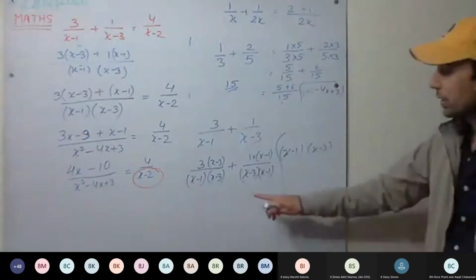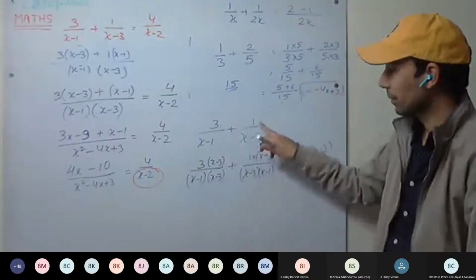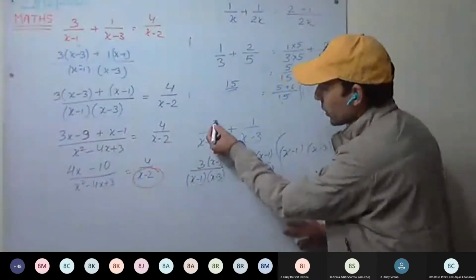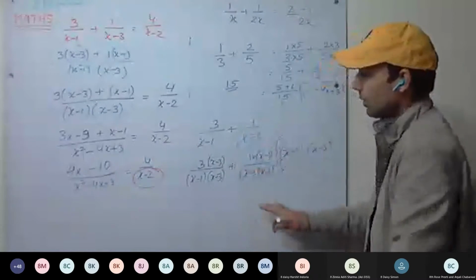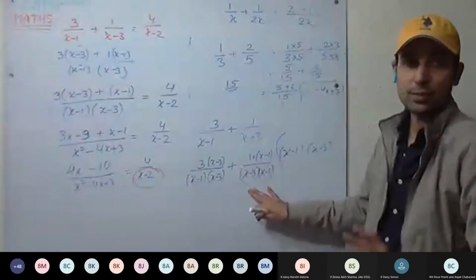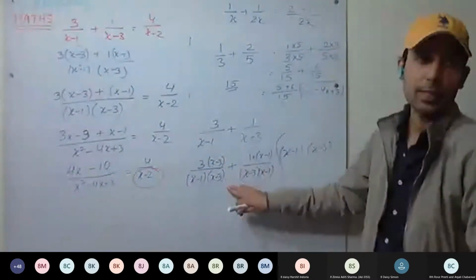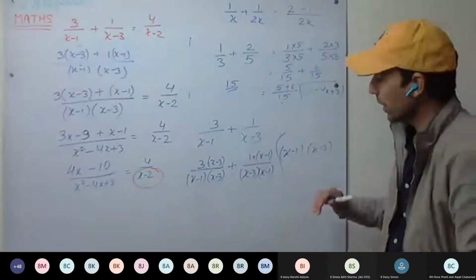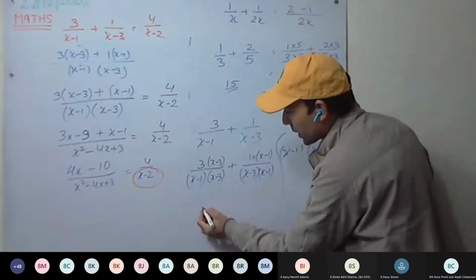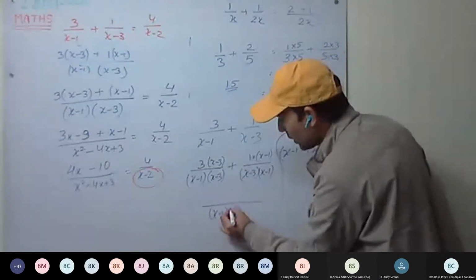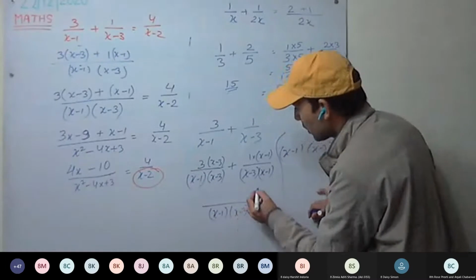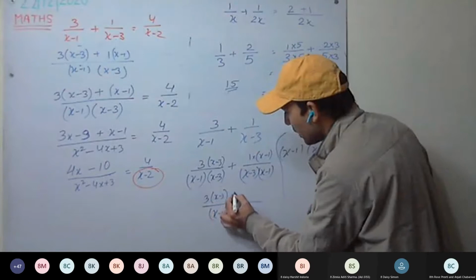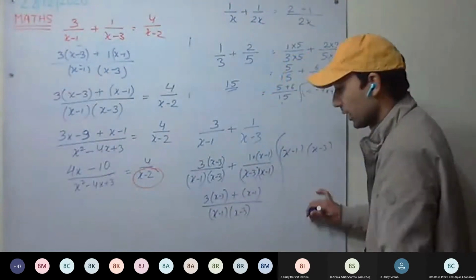Understood this one? See here, we haven't changed the numbers. They are still the same. You can cancel these and you get this one. You cancel this, you get the number. We haven't changed the quantity. We just multiplied numerator and denominator by the same number, so it is the same expression. Now, as both have the same denominator, we can write it like this: x minus 1, x minus 3. And in the numerator it will be 3 into x minus 3 plus x minus 1. Understood now?